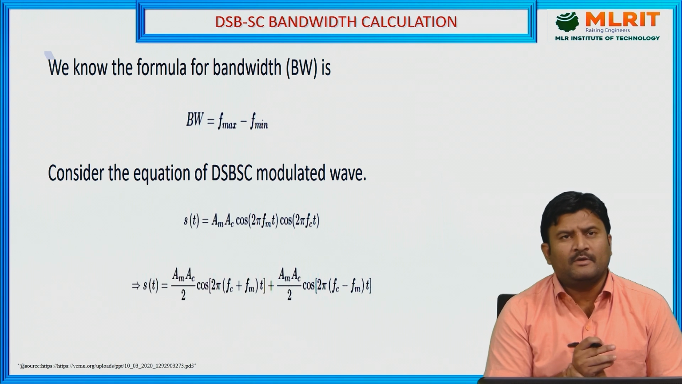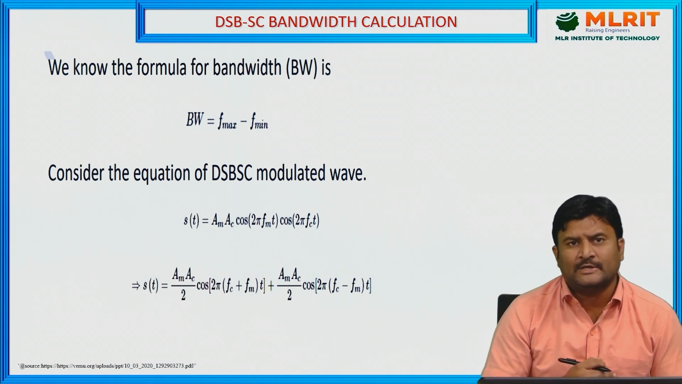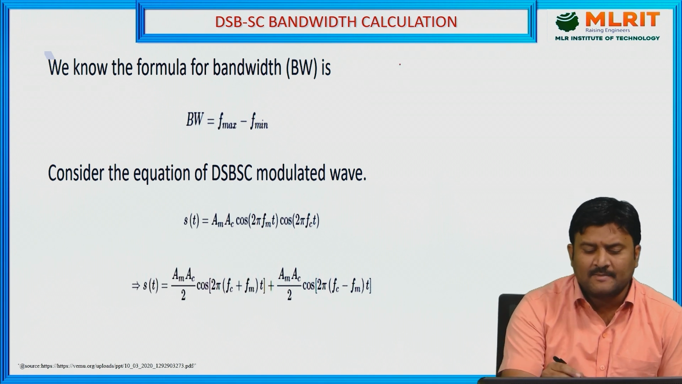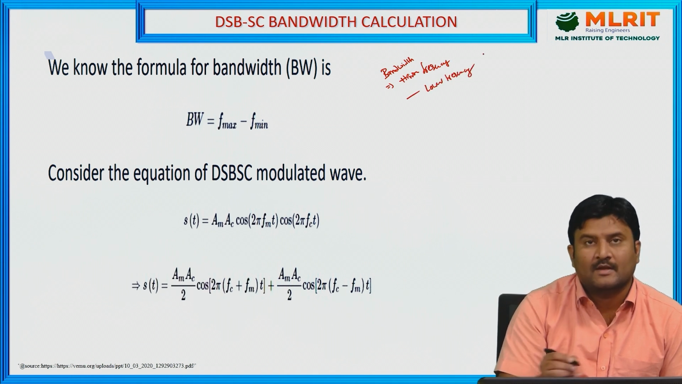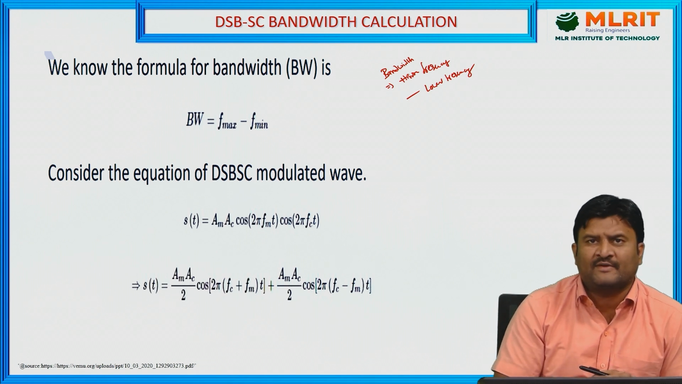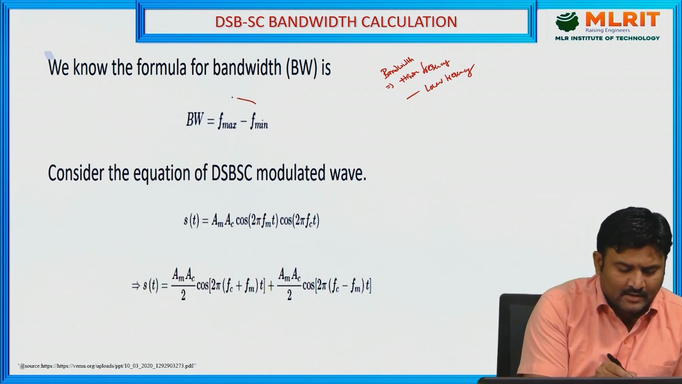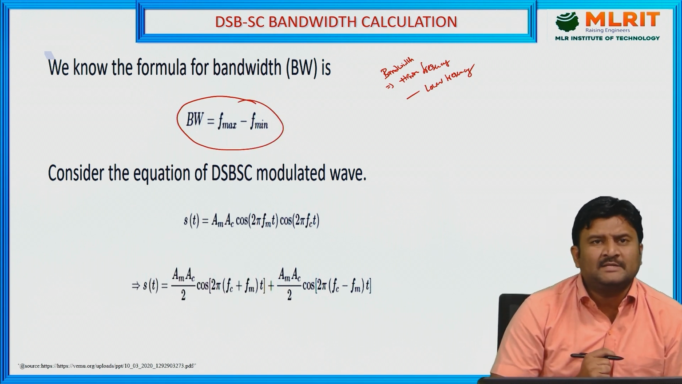Next, the parameter is DSB-SC bandwidth calculation. First of all, you need to know the definition of the bandwidth. What is the bandwidth? Simply, the bandwidth is a frequency parameter. Bandwidth units are hertz, and it is the difference between the higher frequency and the lower frequency. Higher frequency means maximum frequency and lower frequency means minimum frequency. That's why here the bandwidth is equal to F maximum minus F minimum.